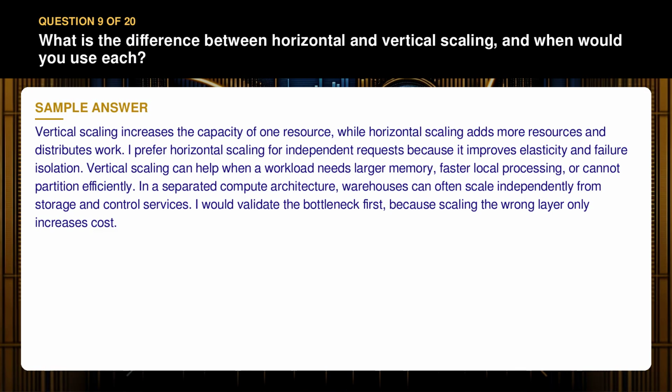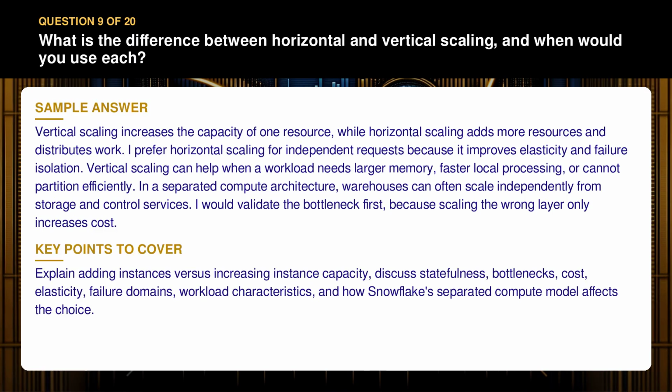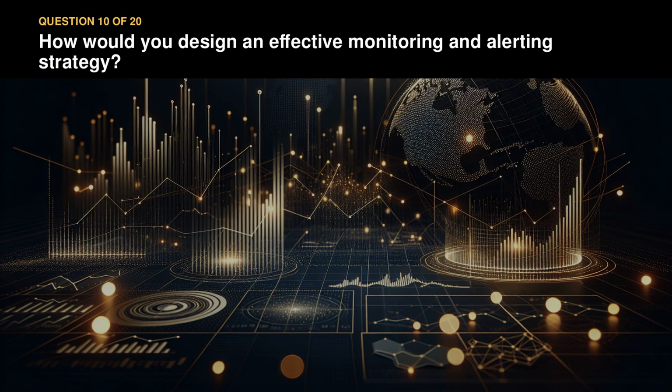In a separated compute architecture, warehouses can often scale independently from storage and control services. I would validate the bottleneck first, because scaling the wrong layer only increases cost. Explain adding instances versus increasing instance capacity, discuss statefulness, bottlenecks, cost, elasticity, failure domains, workload characteristics, and how Snowflake's separated compute model affects the choice.